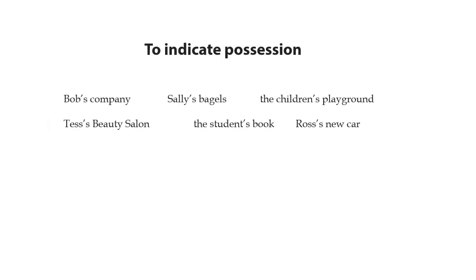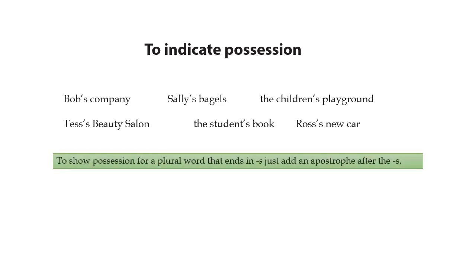First, to indicate possession. So we have some examples here. Bob's company, Sally's bagels. The company belongs to Bob. The bagels belong to Sally. And then below, Tess's beauty salon, the student's book, Ross's new car. Notice here that Tess and Ross, even though they end in S, it's still apostrophe S. You don't just slap an apostrophe on the end. That's a common mistake, to think that just because something ends in S, you just do an apostrophe and not an S. If it's a singular noun, even if it ends in S, you'll still put apostrophe S.